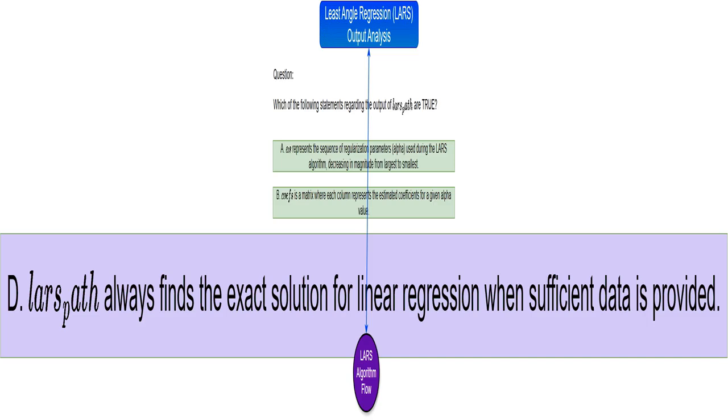This statement claims that the *lars_path* function always produces the exact solution to the linear regression problem for an adequate dataset. I'll verify whether this claim is entirely true. It's important to consider the implications of numerical precision and iterative methods.